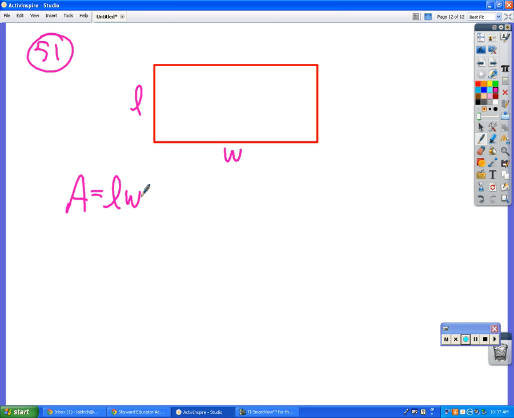Length times width equals area. Okay, so the area is equal to the length times the width. But then we also know something about the perimeter. What's the perimeter? 2 times the length plus 2 times the width. And then they told us the perimeter is 20.